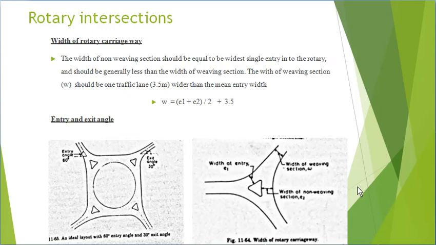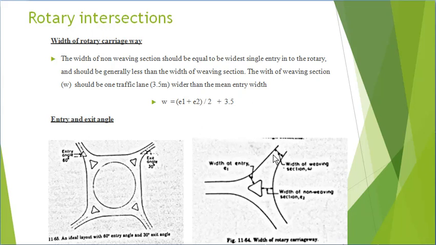Next is width of rotary carriageway. Okay, width of rotary carriageway means this width. And usually this is calculated by using the equation W is equal to (E1 plus E2) by 2 plus 3.5. That is, width of weaving section should be one traffic lane wider than the mean value. This is the mean entry width, and it should be greater than the one traffic lane width. One traffic lane width means 3.5 meter. 3.5 meter plus the entry mean width is the width of rotary carriageway.